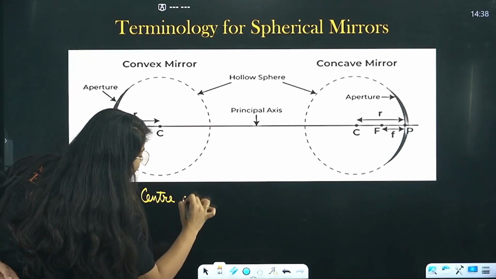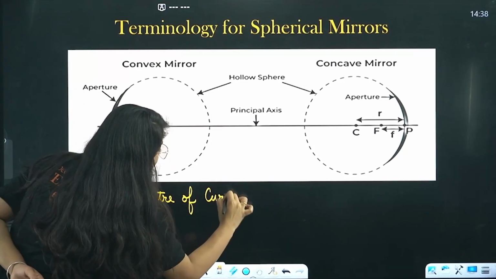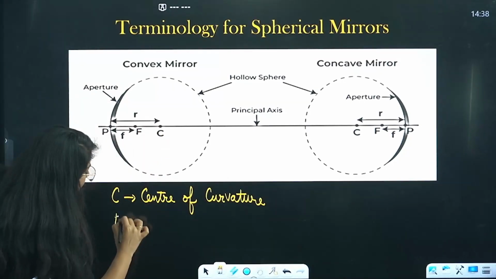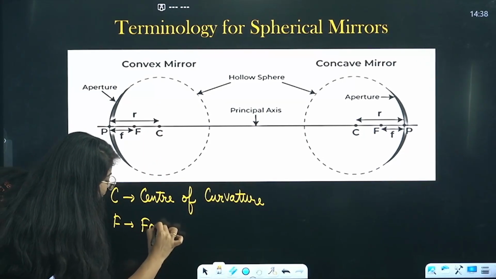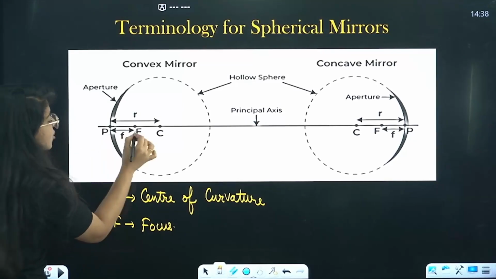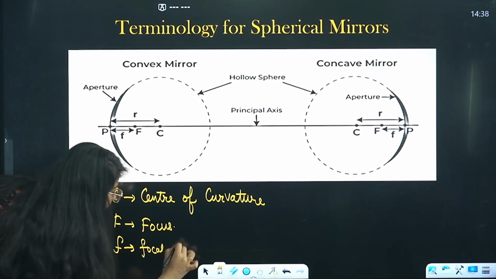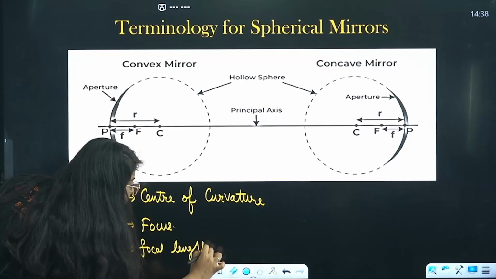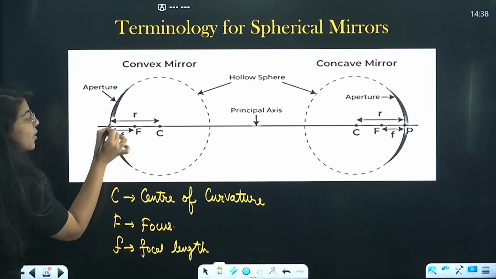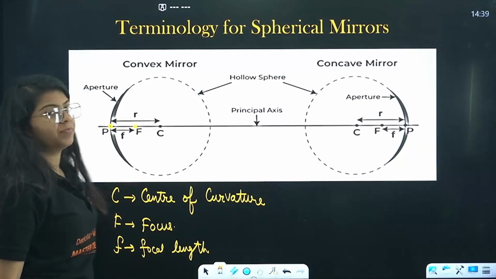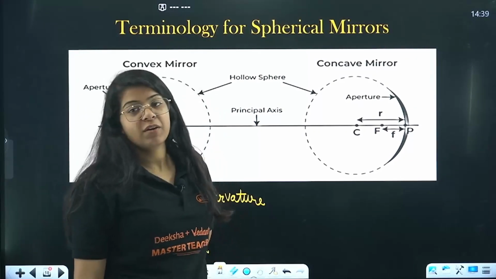Center of curvature. This is very important. You have to remember all these things. Center of curvature. F is your focus, right? Then this small f is your focal length. It is simply your focal length, which is the distance between this mirror and half of the center of curvature.